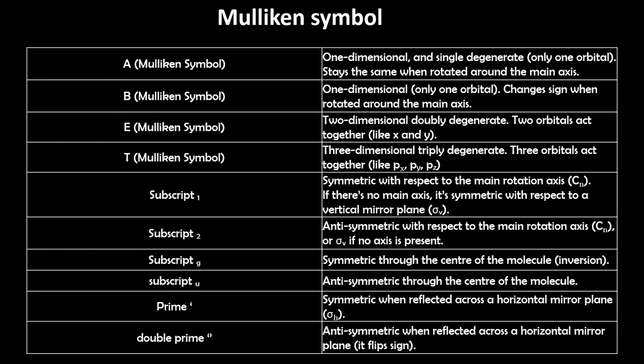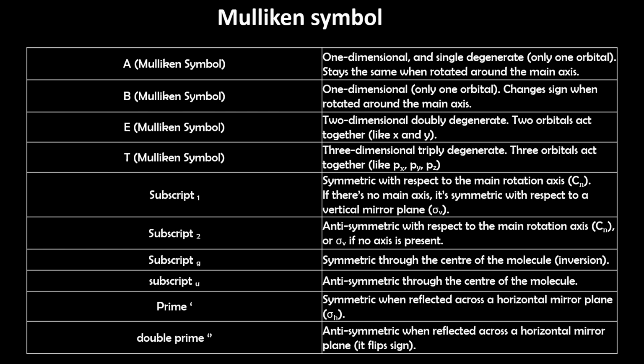For B, it's one-dimensional and only has one orbital, but it changes sign when we rotate it around the main axis. For E, it's two-dimensional or doubly degenerate, and two orbitals act together. For T, it's three-dimensional or triply degenerate, and three orbitals act together. For the subscripts, if we have a 1, it's symmetric with respect to the main axis. If there's no main axis, it's symmetric with respect to the vertical mirror plane, or sigma v. For 2, it's anti-symmetric with respect to the main rotation axis, or for sigma v if no axis is present.